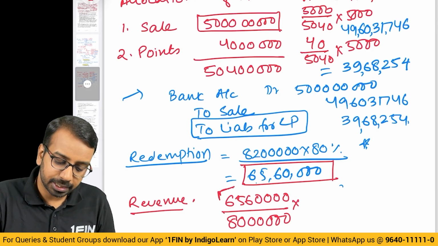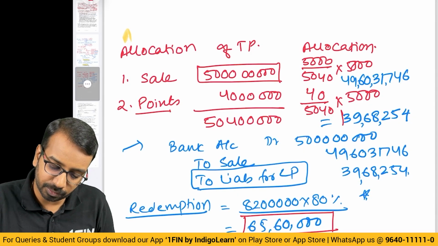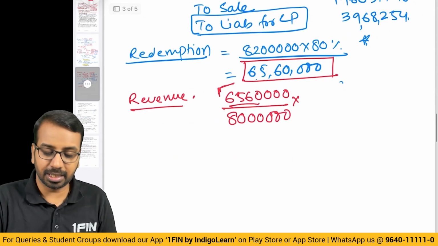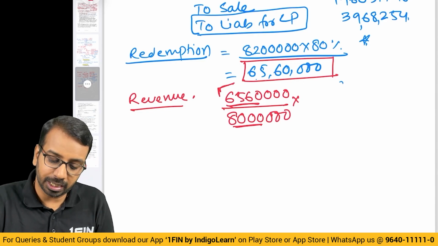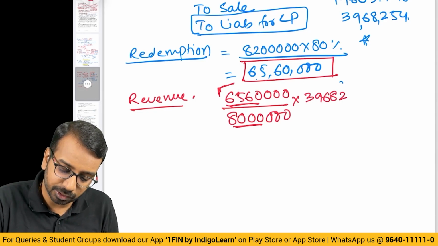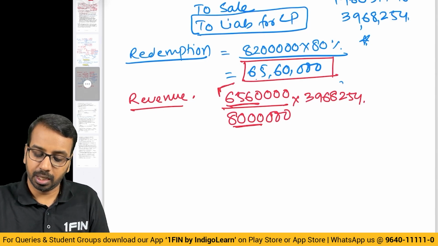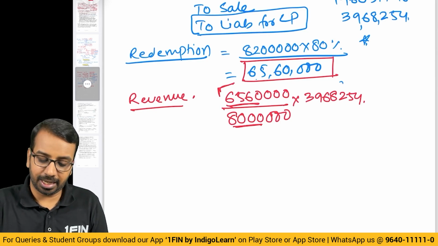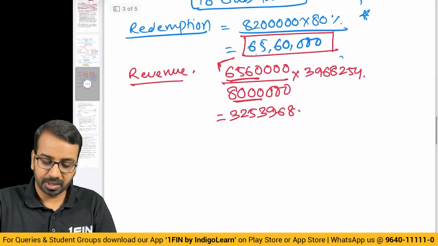So for 80 lakh points, revenue attributable is 3968254. So for 6560 points redeemed, it is 6560 divided by total expected 8000 multiplied by 3968254. If I do, I get 3253968. I get 3253968.